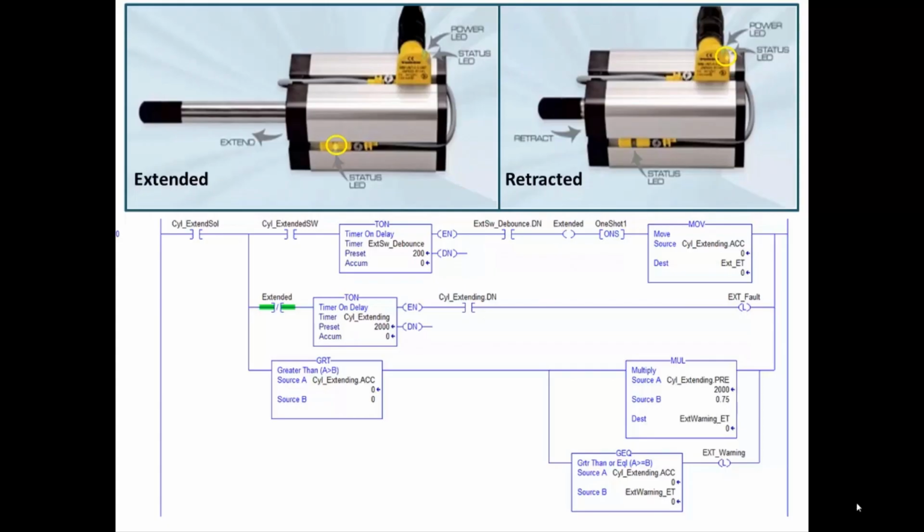There's our application, and here's an example code for the diagnostics. So in this case, we're only showing the code for one motion, and that's for extending. And you see the very first instruction, cylinder extend solenoid. And this is diagnostic. This is not control logic.